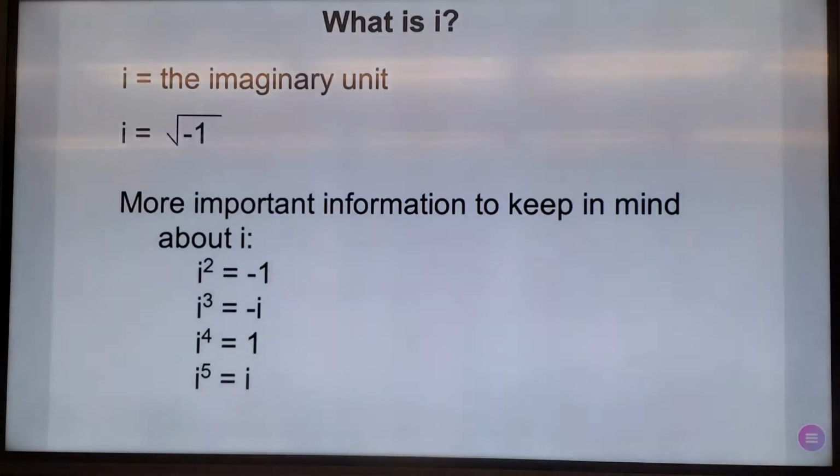So what is i? i is the imaginary unit. It stands for, numerically, the square root of negative 1. More important information to keep in mind about i is that i squared is equal to negative 1. i cubed is equal to negative i, i to the 4th is equal to 1, and i to the 5th is equal to i. Notice that the 4 of those, if we added those together, would actually cancel out. So negative 1 minus i plus 1 would become 0.